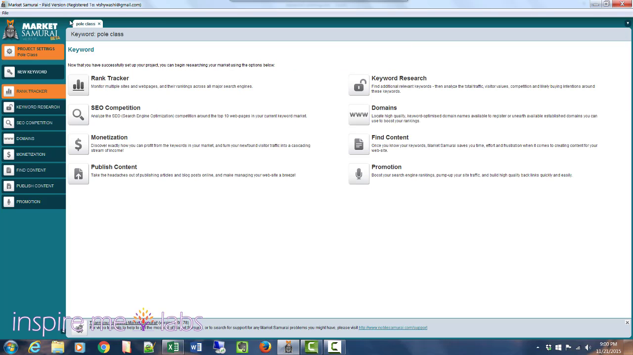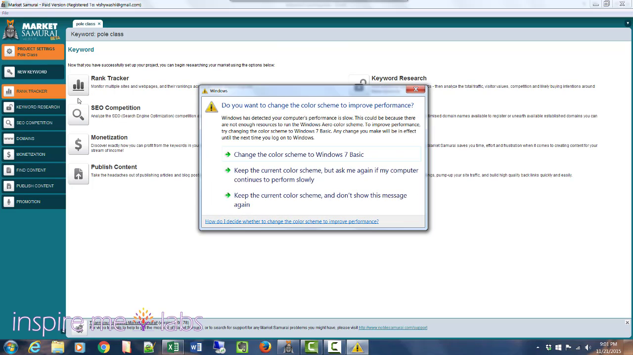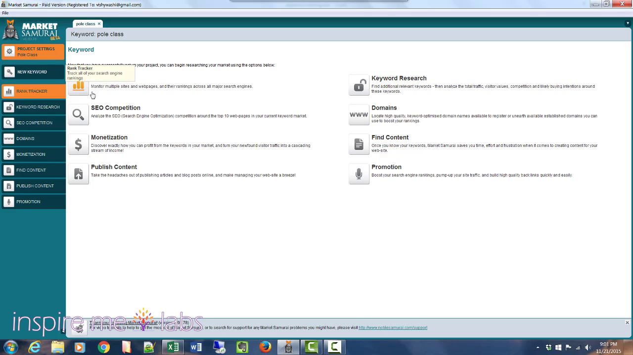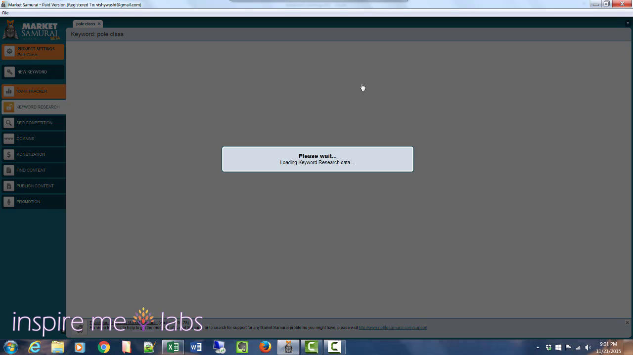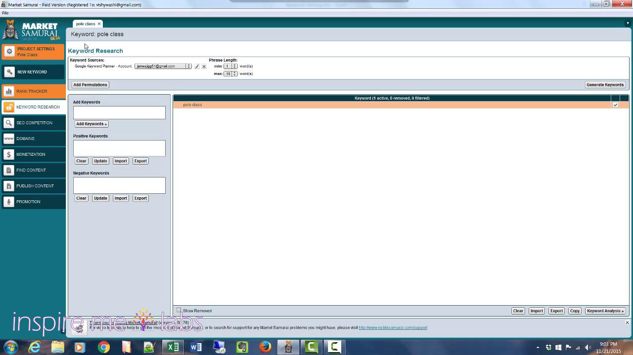Okay, so you have a tab you can see over here that's been created with that primary keyword. Now Market Samurai also has some other nifty features like the rank tracker and things like that, but I would just leave that for now, and we just use the keyword research function and the SEO competition. That's the two primary uses of this tool that I found it's very good at. So we click on keyword research.